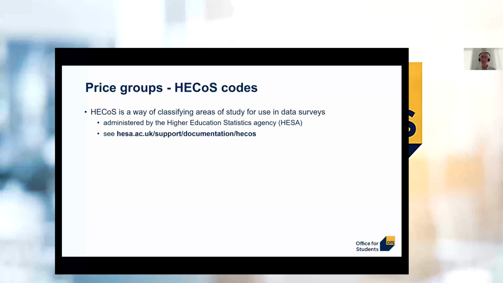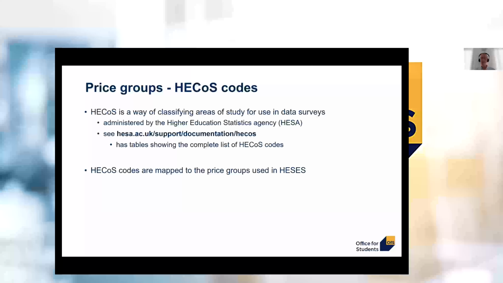There you can find tables that will show the complete list of HECOS codes. And we map these onto the price groups which are used in HESES. Now, a detailed mapping of HECOS codes to price groups is available in Annex A of what we colloquially call our changes document for 22-23. This is an older document, but it's still current. It's got rather a long URL again, so the best way of accessing it is to go to our website at officeforstudents.org.uk and search for its publication number, which I've put there, OFS 2021.32.